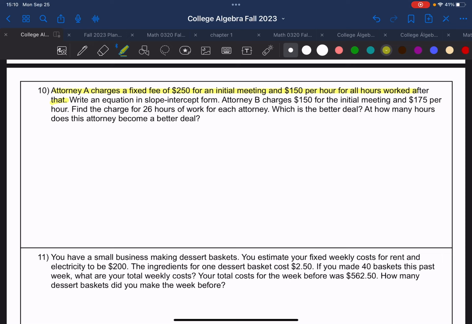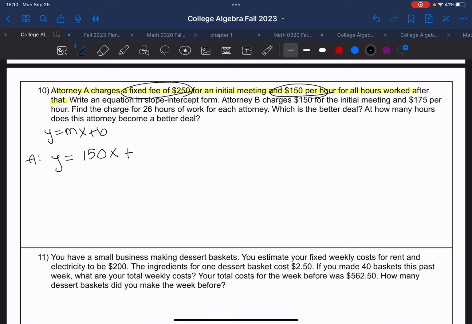Then it says write an equation in slope-intercept form. Okay, so it's telling us that in slope-intercept form, y equals mx plus b. They want the equations for attorney A and attorney B to be written in that format. So right now we already know for attorney A that we have the equation y is equal to, so it says 150 per hour, so that's going to be 150x plus the fixed fee of 250, so plus 250.